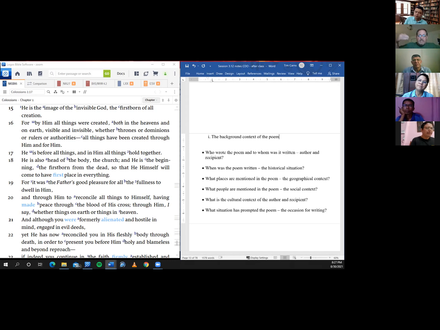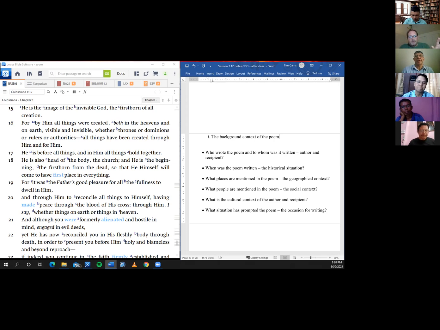Now, if you're studying a poem within a book, like let's say you're studying Jonah chapter 2 and the poem that Jonah wrote, the background context is in the rest of the book. So you wouldn't isolate that poem apart from the book because it's part of the book. Or if you're studying the Song of Moses in Exodus, you wouldn't separate the song from the book because the background context is given in the book where we find the poem.